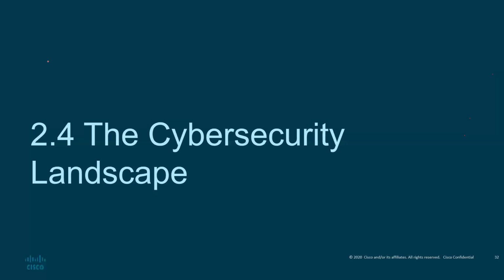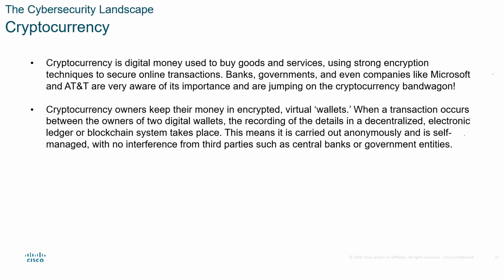Then the cybersecurity landscape. This is the last part of this class. Cryptocurrency is digital money used to buy goods and services, using strong encryption techniques to secure online transactions. Banks, governments, and even companies like Microsoft and AT&T are very aware of its importance and are jumping on the cryptocurrency bandwagon.